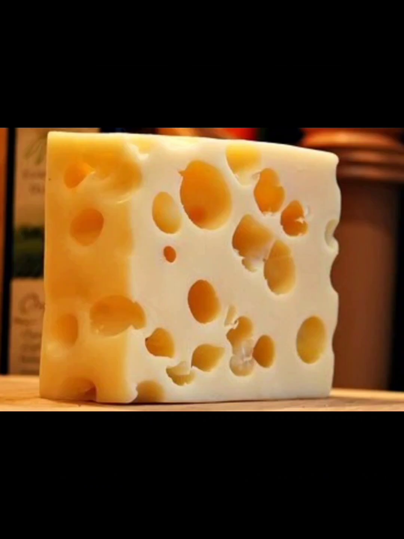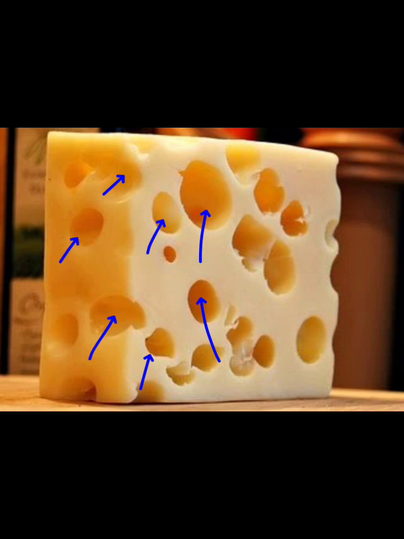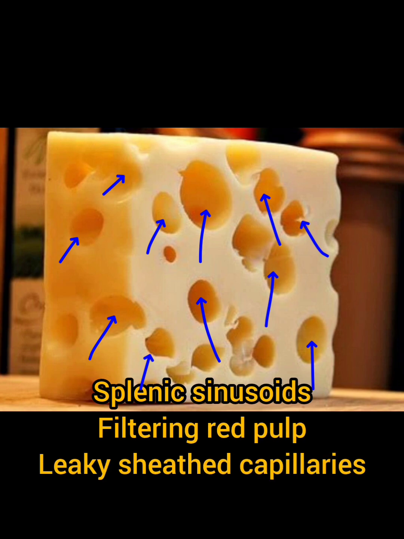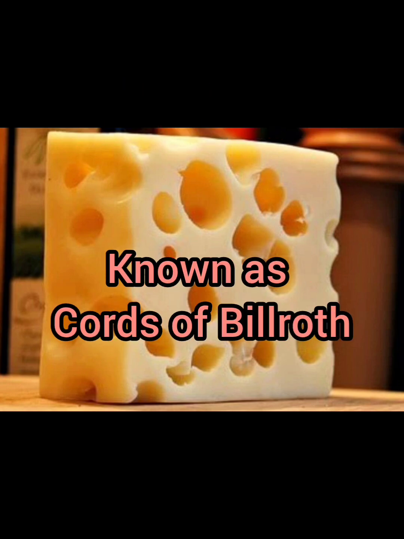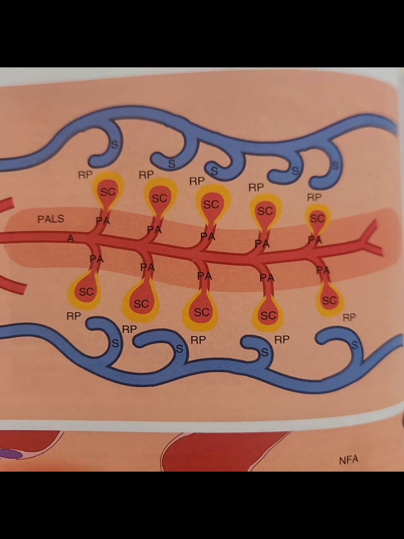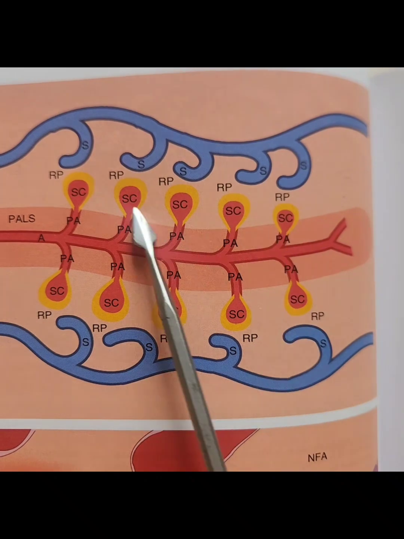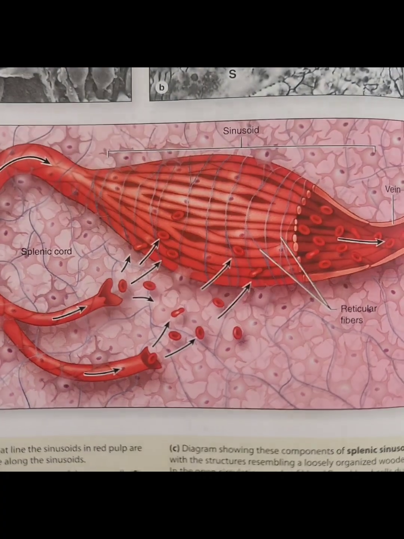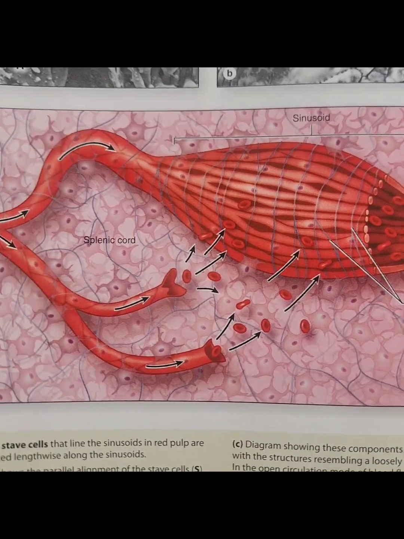The parenchyma of the splenic red pulp can be compared to Swiss cheese, where cavities are formed by splenic sinusoids, the filtering part of the red pulp, and sheathed capillaries. The material of the cheese represents splenic cords, non-filtering areas of red pulp. The parenchyma of the red pulp shows splenic sinusoids and cords. This is red pulp parenchyma showing splenic sinusoid and cords.